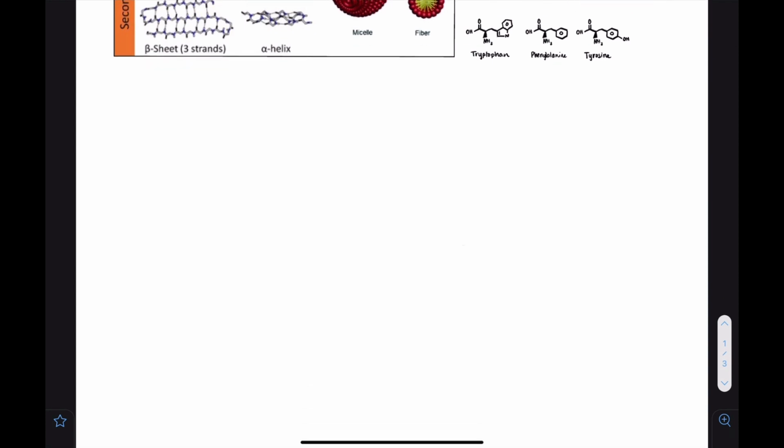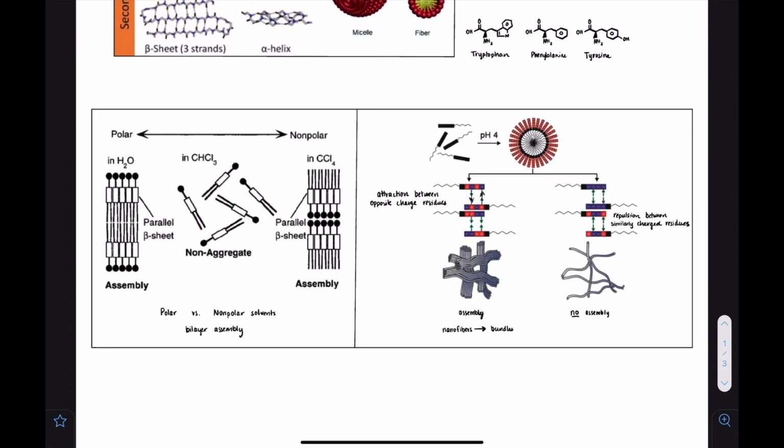Here is an example of how polar and non-polar solvents can affect peptide amphiphile assembly. As on the left here, water allows for the formation of a bilayer with the hydrophilic peptide moieties facing the solvent. On the right, the opposite is true, since tetrachloromethane allows for the flip formation to occur with the hydrophobic moiety facing the solvent.